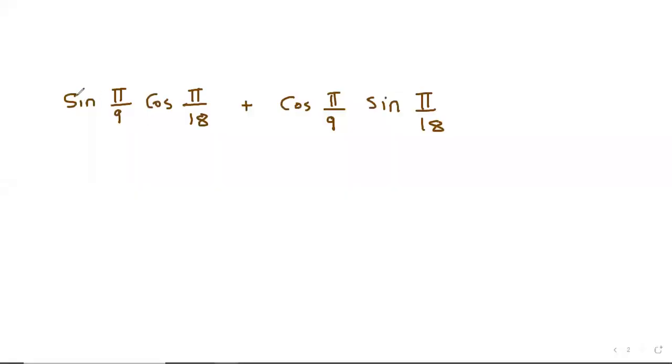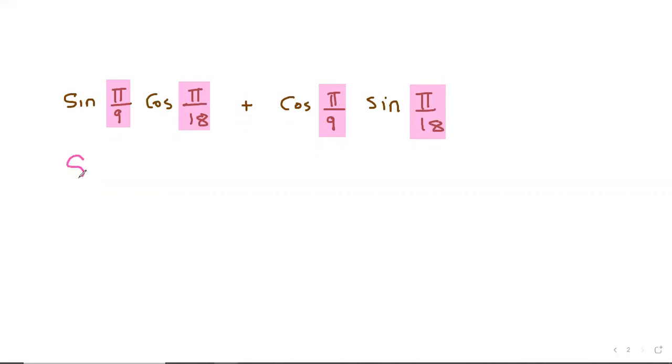Here in this example, we have sine of the angle pi over 9, cosine pi over 18. They are two different angles. Plus cosine pi over 9, focus on cosine. I changed the angle into pi over 9, and here it's sine pi over 18. This rule is the rule of sin(A + B) because we have sine cosine plus cosine sine. I switched these two angles.